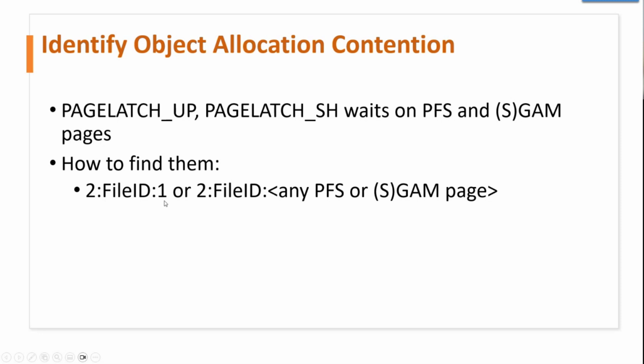You will have either 1, 2, and 3, which are the PFS, GAM, SGAM pages, or multiples of 8088 or 511232. So if you have page latches on PFS, GAM, and SGAM pages, then you know it's object allocation contention. So why is it called object allocation contention? Because to allocate the objects onto the data pages, it is waiting to acquire latches, and that causes contention. So that is why it is called object allocation contention.